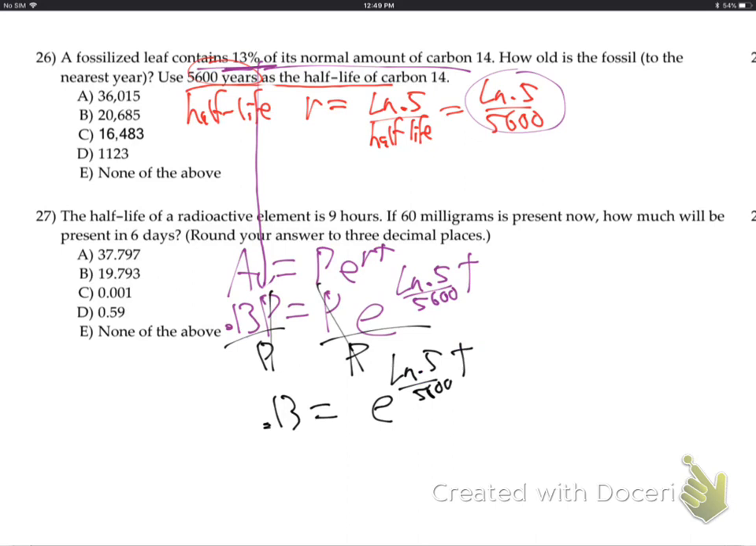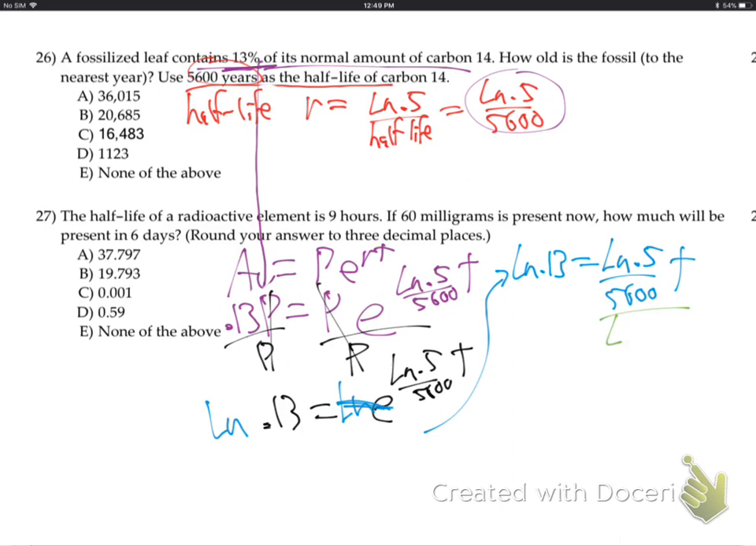How do we solve for t? What do we do? ln, our good friend ln, cancels out the e. So bring it up here. ln 0.13 is ln 0.5 over 5600, times t. How do you finish? Divide by ln 0.5, divide by ln 0.5, boom, boom. And then we get ln 0.13 over ln 0.5 is t over 5600. Last step, just multiply by the 5600. And you got it. So there it is.